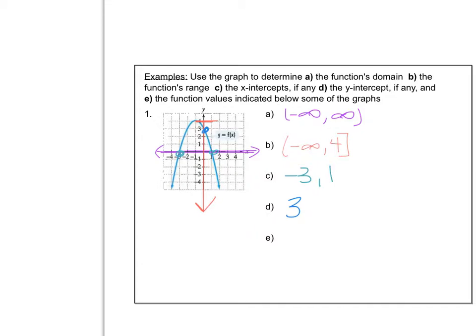And then the last thing is if there's any functions underneath the graph, evaluating it. For this one, we don't have this. So this one we can skip because there is no function. You'll see on the next page what I'm talking about.